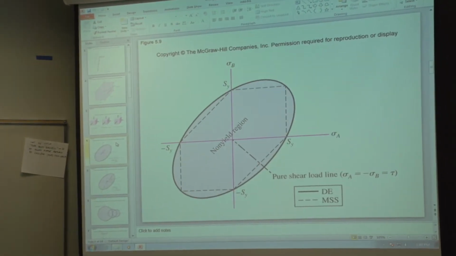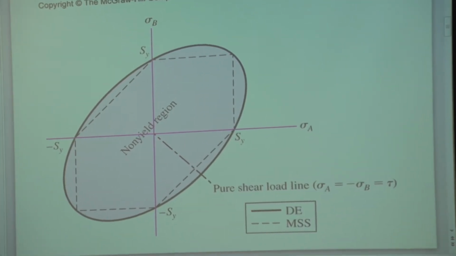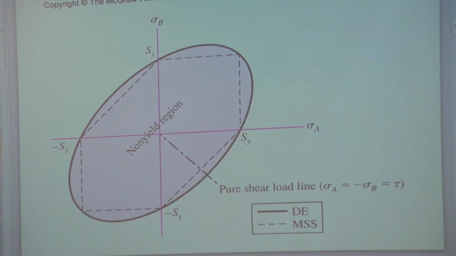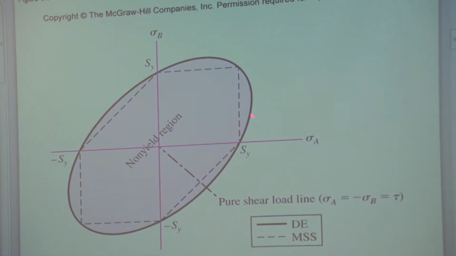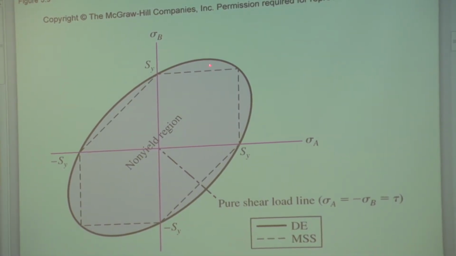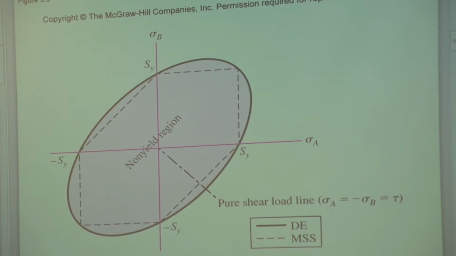The solid line is the maximum energy of distortion theory of failure. The dashed line is the maximum shear stress that we looked at last time. Notice that the maximum distortion energy allows you a little bit more leeway here. It says these are safe regions, whereas the maximum shear stress theory does not accept that. So the maximum shear stress theory is more conservative and easier to use as well, used in design.